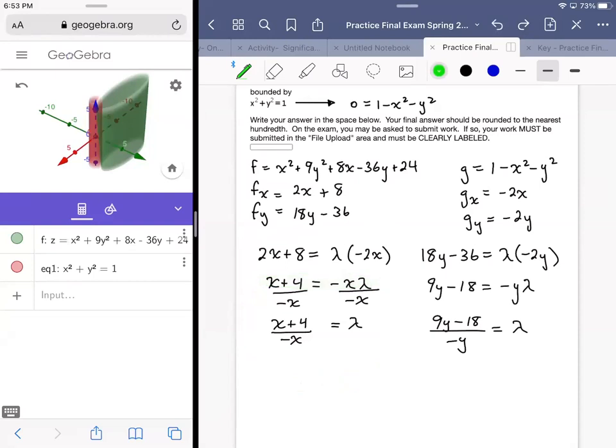All right. But at this point, it seems like the best way to handle it would be to set these two expressions equal to one another. So I'm looking at (x plus 4) over negative x is equal to (9y minus 18) over negative y.